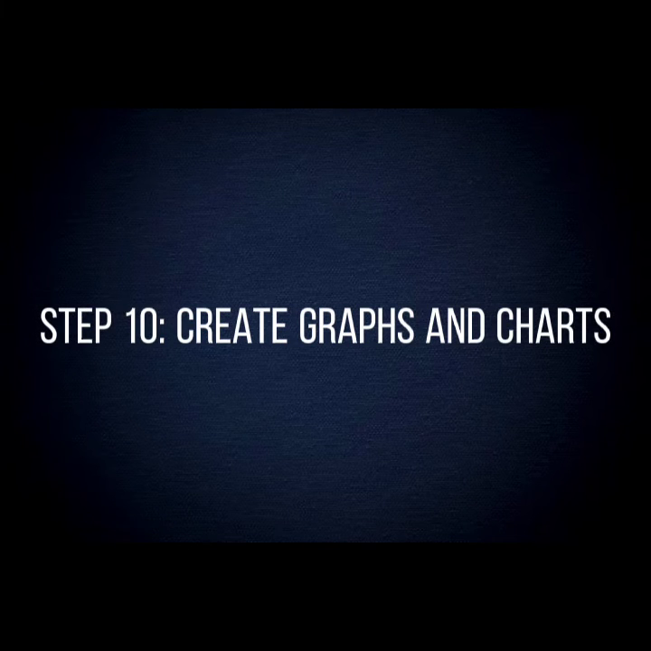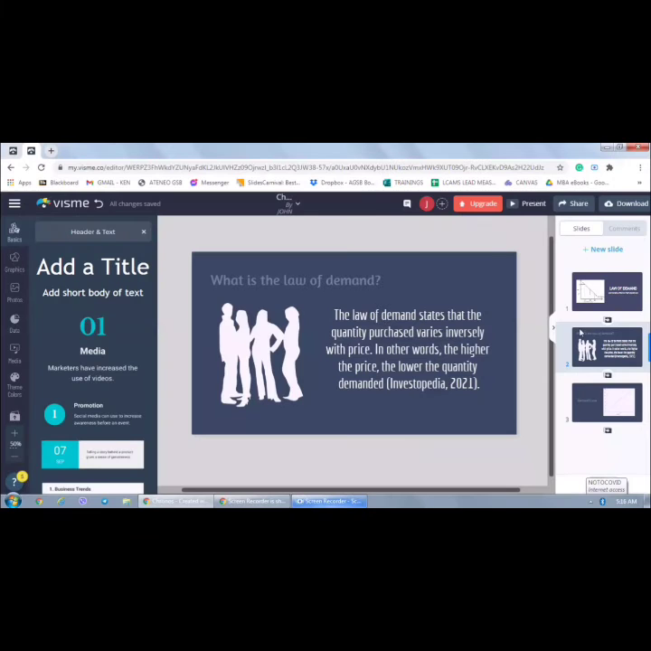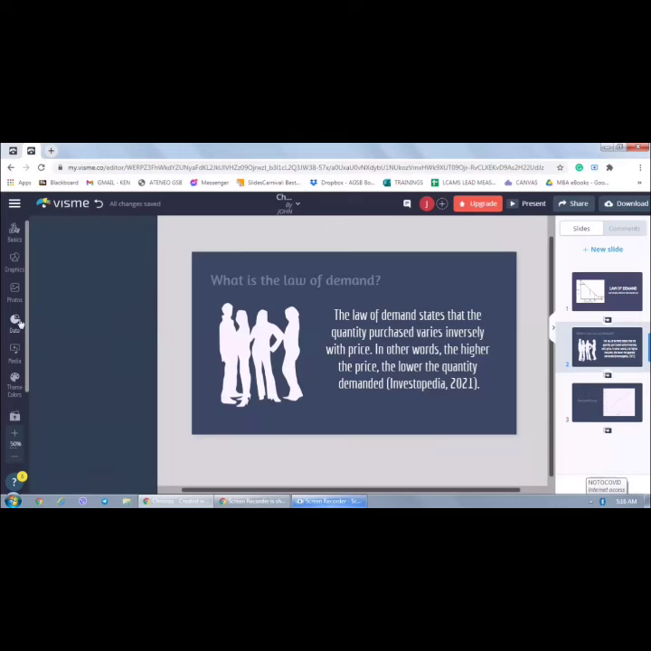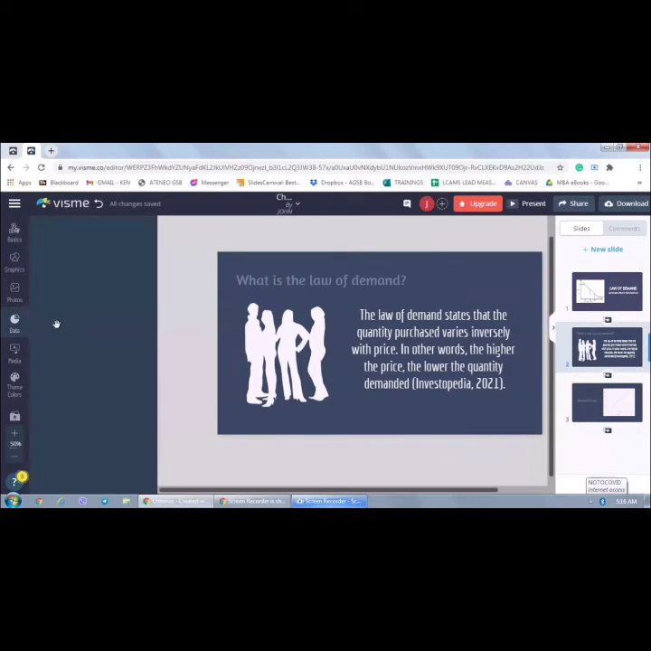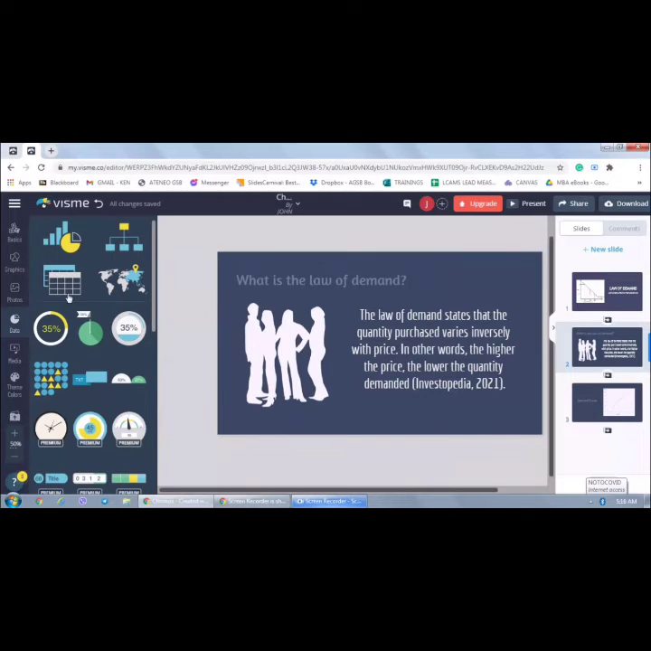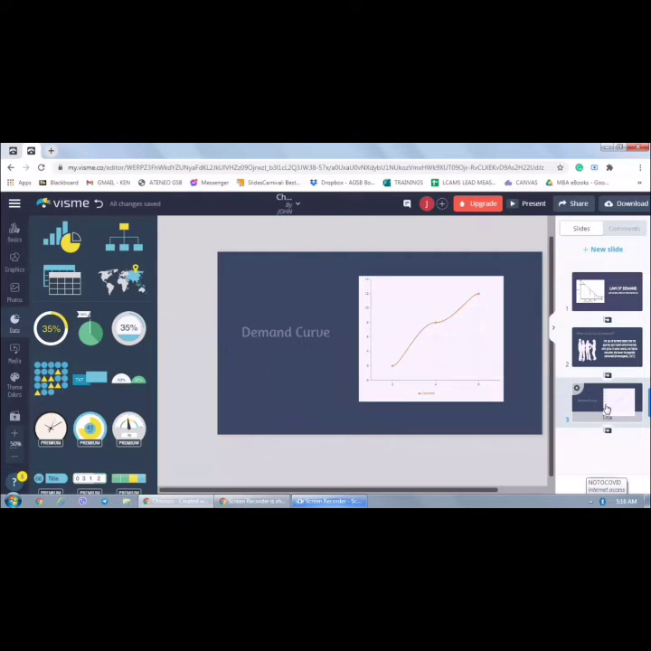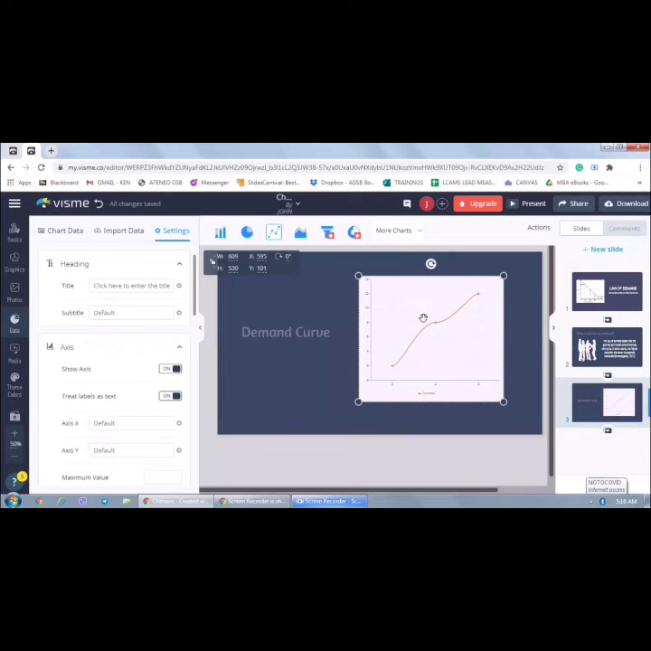Okay, next, step 10. Create graphs and charts. Here, I provide a new slide by clicking the new slide button at the top right corner. Then click the chart or graph button. Then a graph chart sample will appear. You can choose whatever graph you will use depending on its appropriateness to your content. Here, I choose to make a demand curve, as you can see.